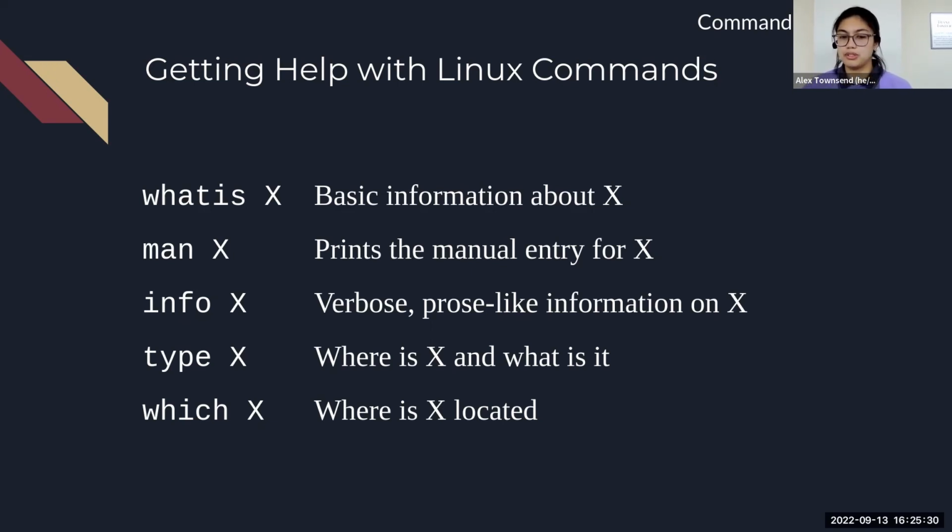So these are a couple different options when you want more information about a Linux command that you're not quite familiar with. You can do man space ls and find out all of the same information on the different flags, the different options that you have. Type and which tell you where the program is located on your computer. And man and info kind of do the same thing, where they give you those options and describe what this command does.